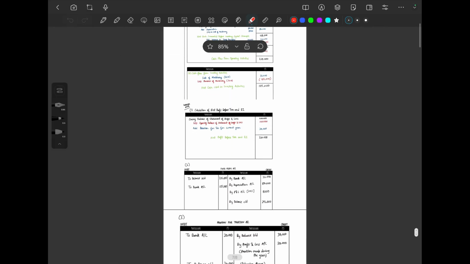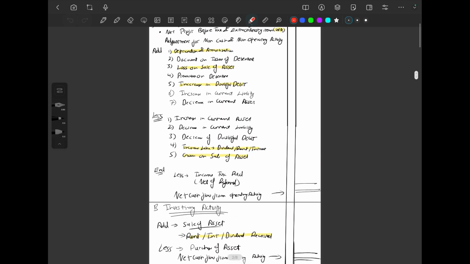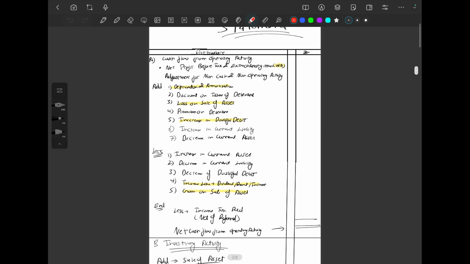And we have covered the question and the basic concepts of the cash flow statement that might help you in your exams and for revision also.